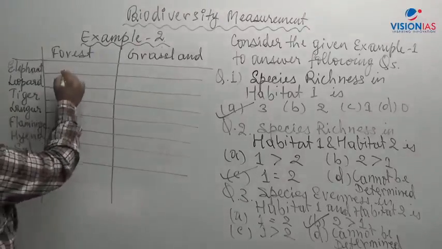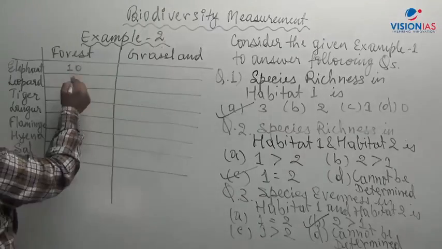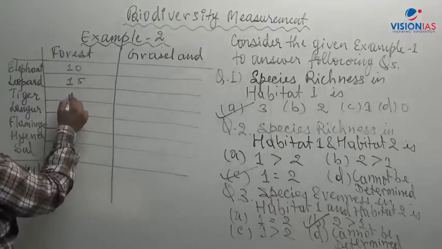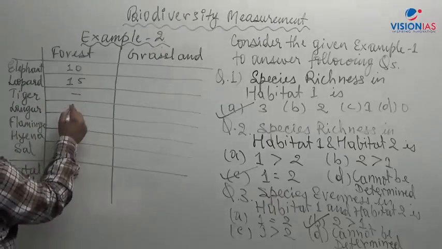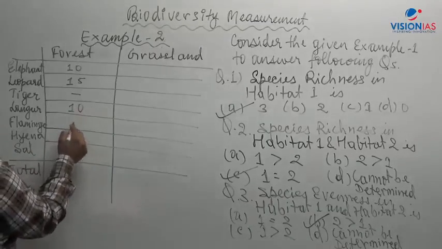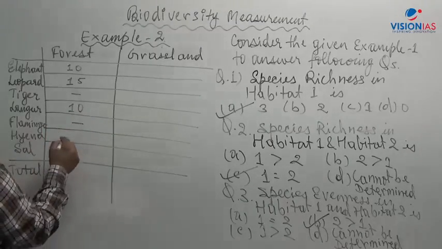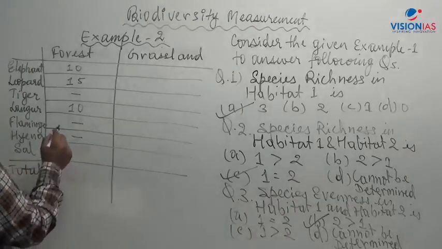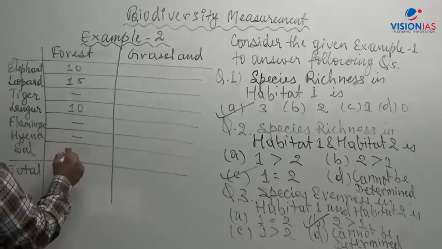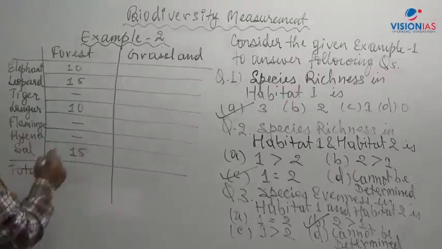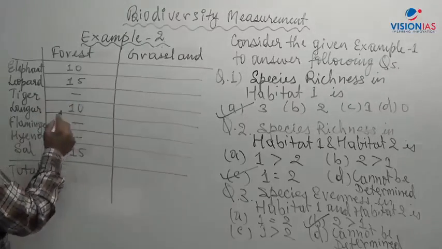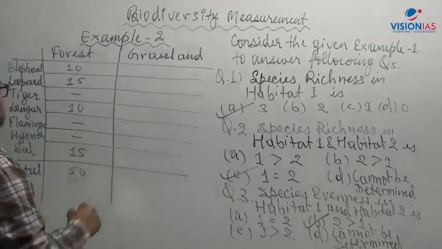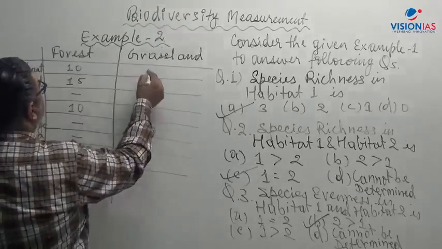Let's say here you have 10 elephants, 15 leopards, no tiger, 10 langur, no flamingo, no hyena, and the tree of sal is here. Let's say here I am giving 15. So the total number becomes 25, 35, right, 50, right? And now let me give you in the second one the grassland.